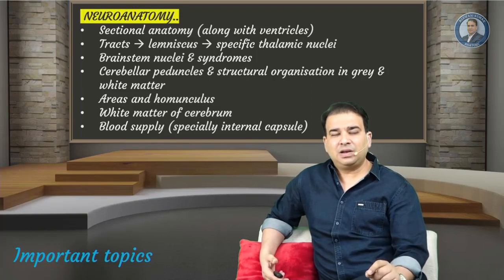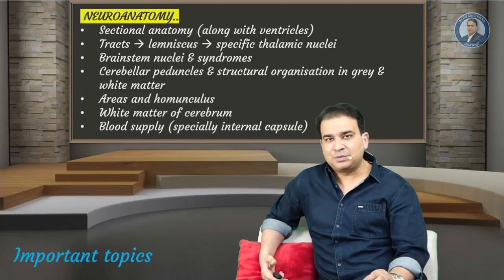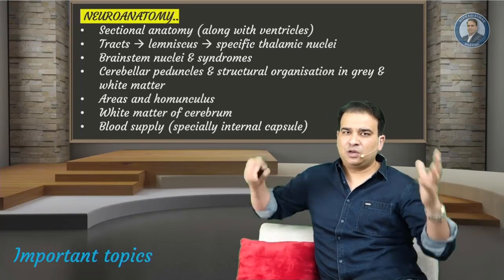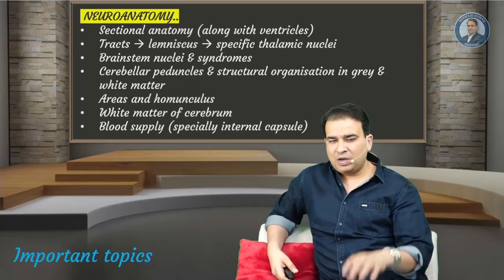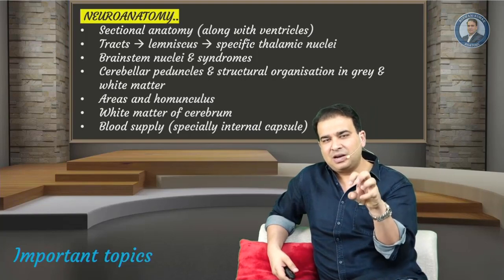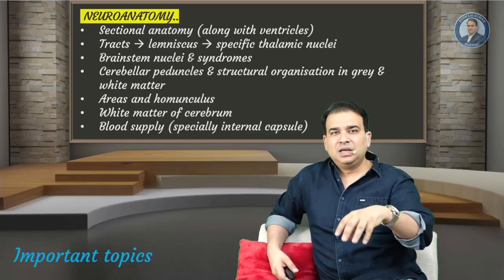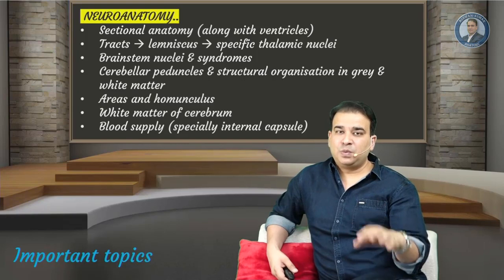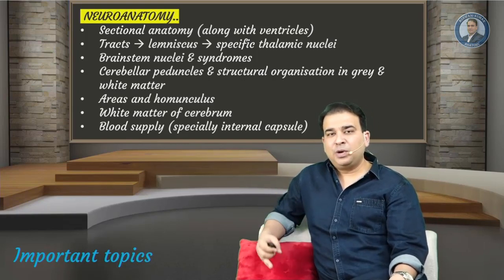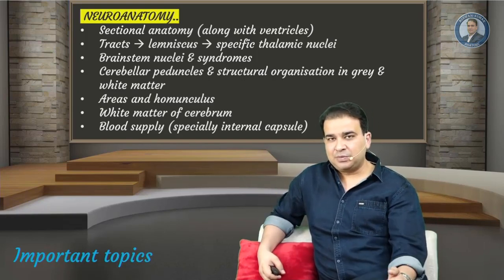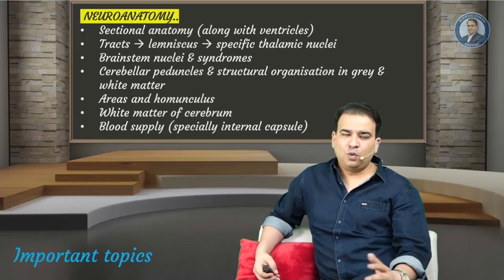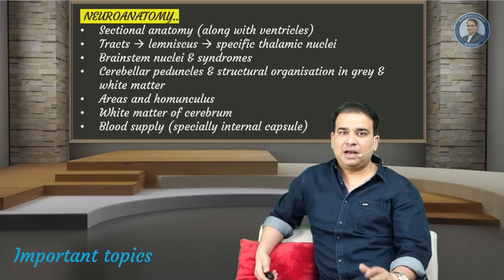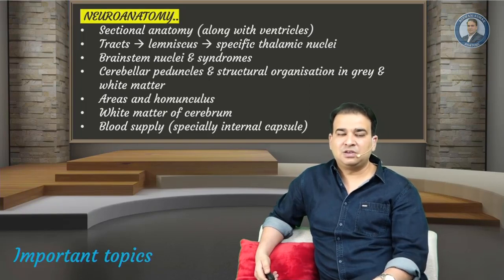And specifically, the blood supply to the internal capsule is very important. As we know, the corona radiata is condensing and forming the internal capsule. So we have all the major tracts compressed or condensed at one particular region. And that's why the blood supply becomes very important, because involvement of the blood vessels supplying the internal capsule will have a widespread effect. And that's why this has always been an important topic in anatomy, to know about the blood supply of the internal capsule.